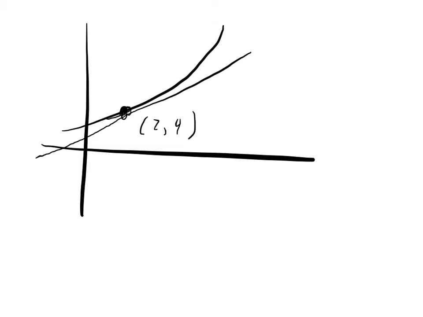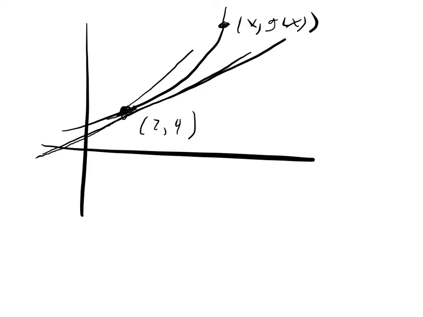And I want to find the slope of a line that touches this curve just at one point, so the slope of the tangent line. How can we go about doing that? Well, we could pick another point up here on the function, call it (x, g(x)). Say our function is g.